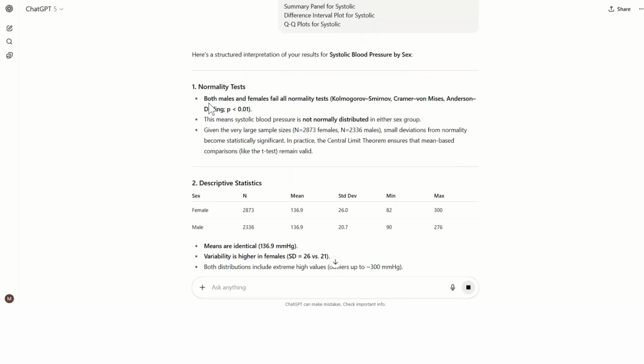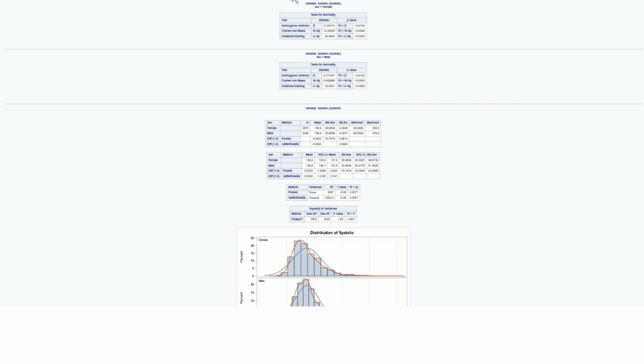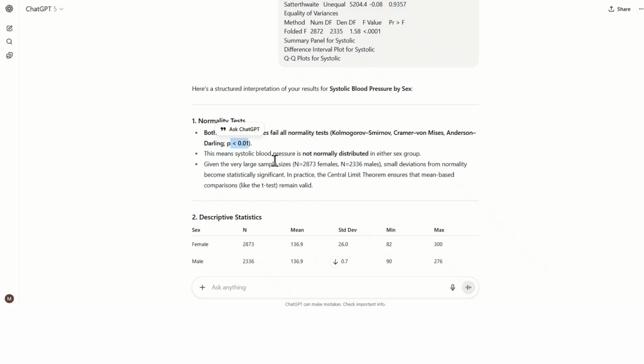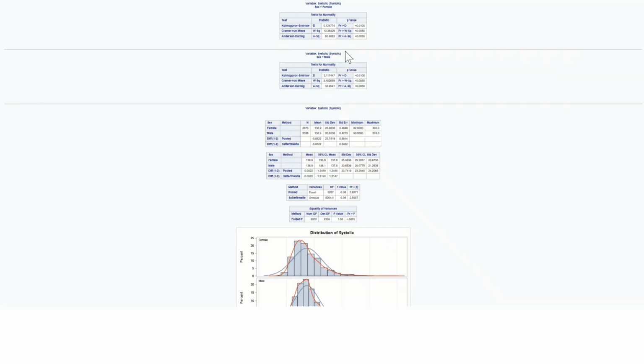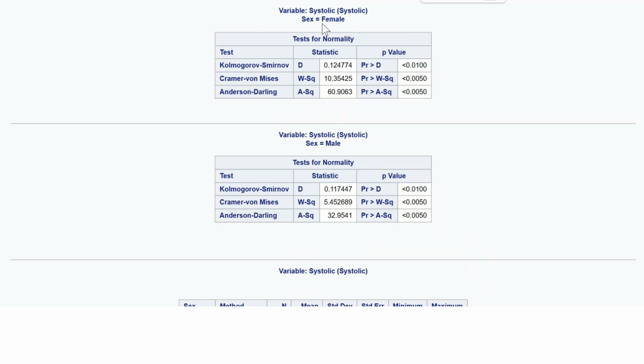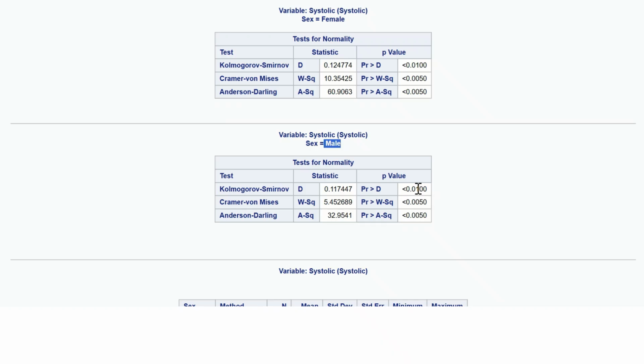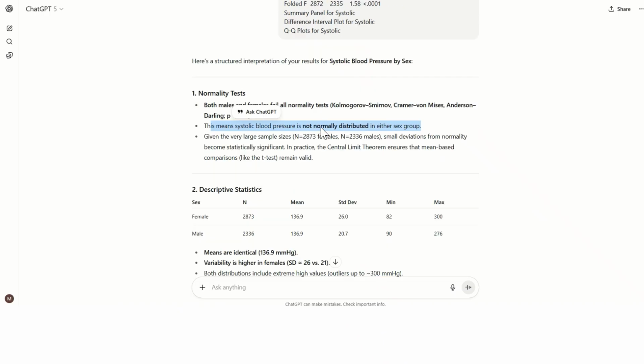Okay, so normality test, that's our first table here. We already know that, and this says less than 0.01. That means that the systolic blood pressure of either of these groups was not normally distributed, as we see here. Let me make it bigger. For the females, we see that all of these results are below 0.05. That means that the distribution of female systolic blood pressure was not normally distributed, and the same was the case for males. It was also not normally distributed.